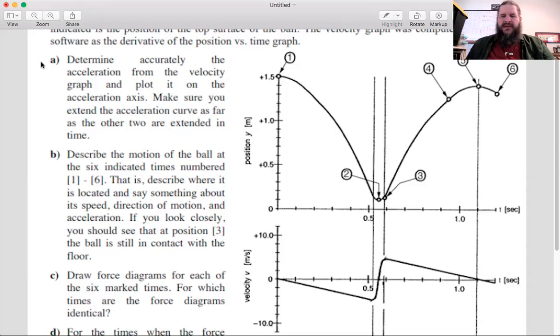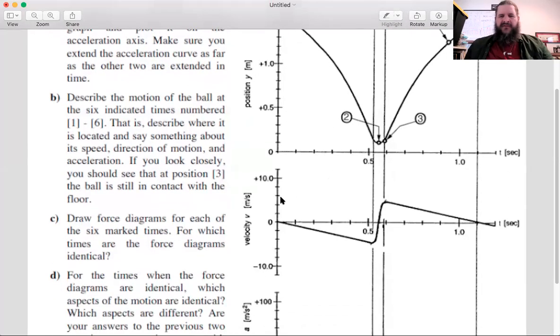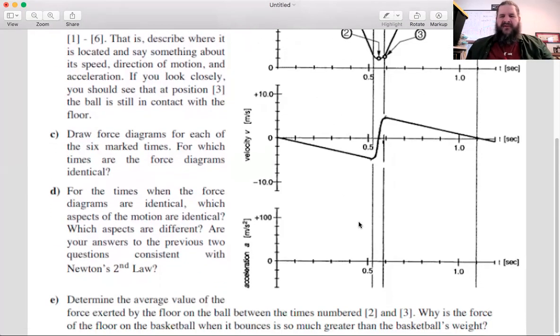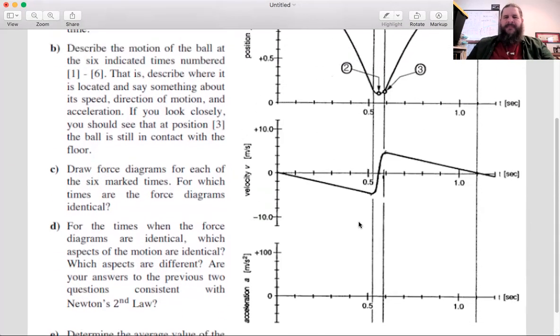Here we're dealing with a basketball being dropped from 1.5 meters. It falls down, hits the ground, bounces back up. And we've got graphs of position, that is vertical position, so height, changing as time passes, and also a graph of the velocity changing as time passes. And that's strictly the y component of velocity because it's not moving side to side anyway. And also we want to draw a graph of acceleration as time passes.